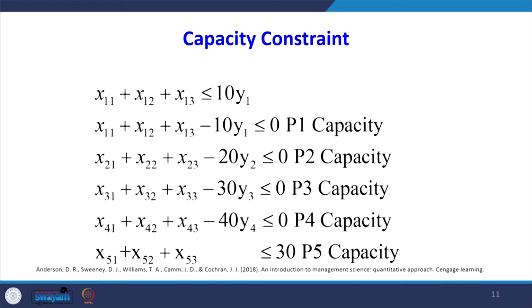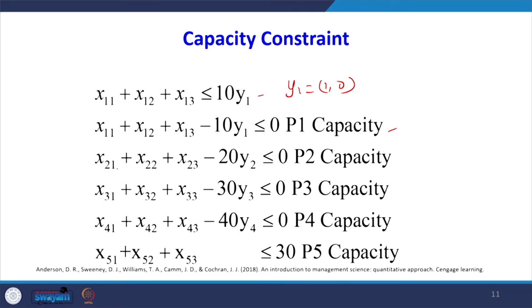For the proposed plant 1, the capacity is 10. So what are the possible items which can leave from plant 1? x11 plus x12 plus x13 less than or equal to 10y1. So y1 is binary. So this constraint is applicable only if plant 1 is selected, because we know y1 is 1 or 0. So this constraint is valid only if the plant y1 is selected. So this I brought to the left hand side: x11 plus x12 plus x13 minus 10y1 less than or equal to 0.